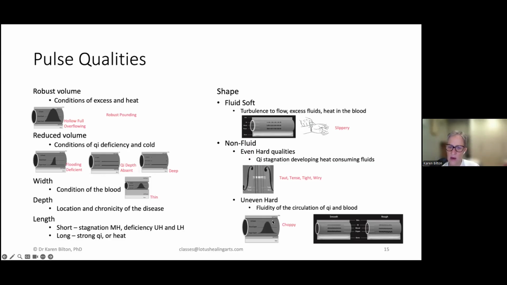And we have our uneven hard pulses. These give us information about the fluidity of the circulation of chi and blood. The one that we're all familiar with is the choppy quality, where you've got that really serrated, grating sensation that gives us information about blood stagnation in the tissues. And then we've got our vibrations, our smooth vibration and our rough vibration. These give us information that circulation is not smooth, and that we need to rectify that.